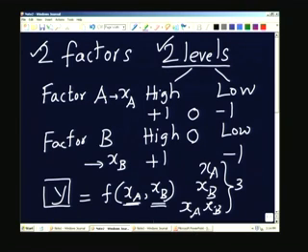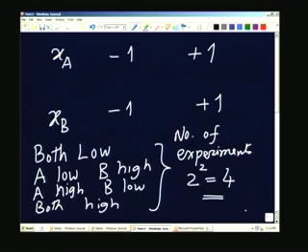So let us look at the matrix we have written here. So I said that we can have -1 and +1 for x A and -1 and +1 for x B. Therefore, if I do the experiment, I can have both low, one of them low, the other high, and vice versa, and then both high, and that represents number of experiments equal to 4. So let us look at this in slightly more detail.